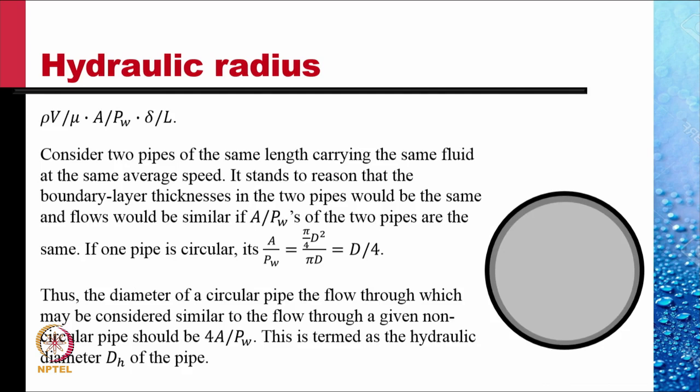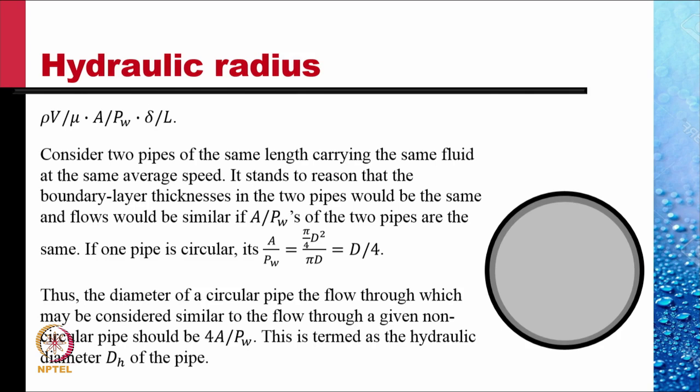Consider two pipes of the same length carrying the same fluid at the same average speed. It stands to reason that the boundary layer thickness in the two pipes would be the same, and flow would be similar if A divided by Pw of the two pipes are the same.